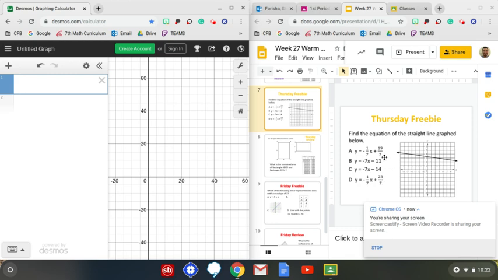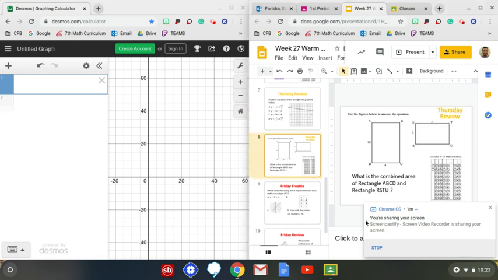Let's see, 19 sevenths. Well, 7 times 3 is 21. I need to be a little bit more than 3. So A doesn't work. My answer has to be D. It's that easy. Okay, so that's why it was a freebie. You just had to kind of walk yourself through it.